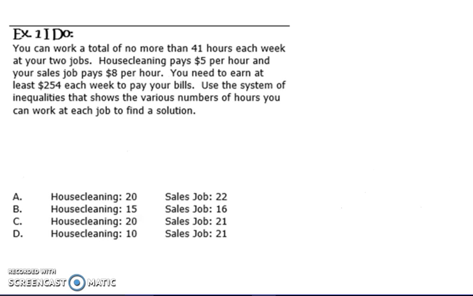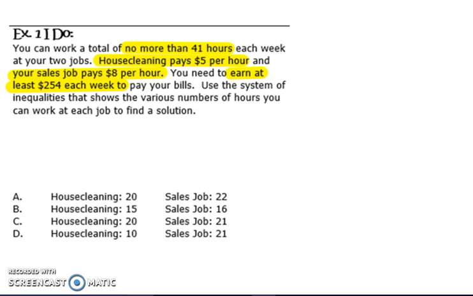If we look at our first problem, we're going to start by highlighting what's important. Well, you can work a total of no more than 41 hours each week. You have 2 jobs. House cleaning pays $5 per hour, and your sales job pays $8 per hour. You need to earn at least $254 each week to pay your bills.